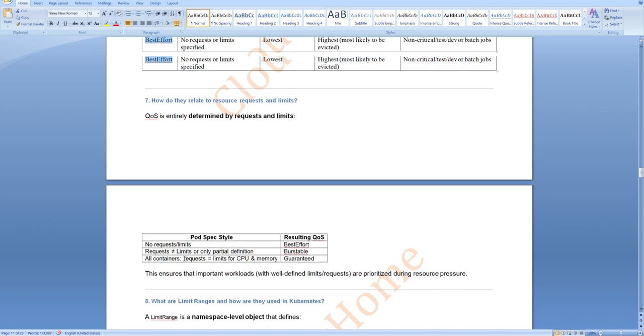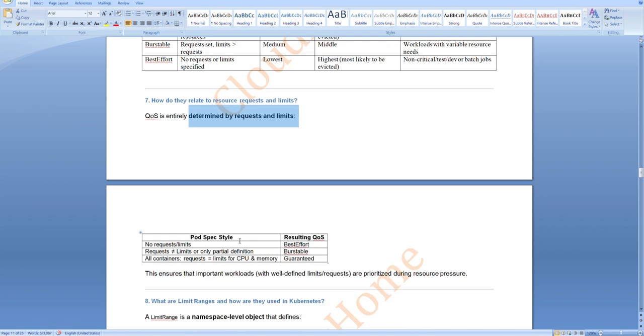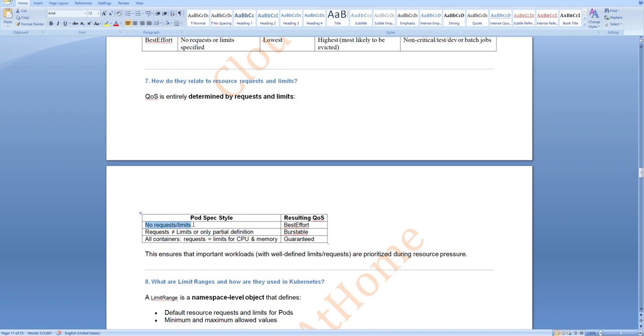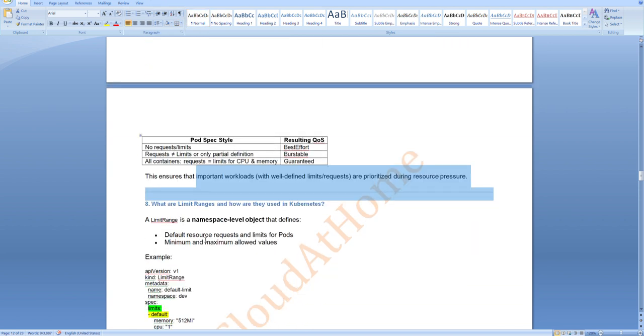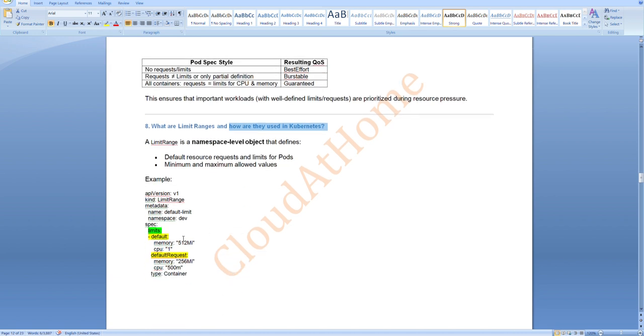Okay, so there are so many things still to discuss, but let's continue. How do they relate to resource requests and limits? So QoS is entirely determined by the requests and limits. This we already discussed, so this is nothing new. What is a limit range and how is it used in Kubernetes? This we already know, what the min and max are. Okay, so this limit range we have not discussed.